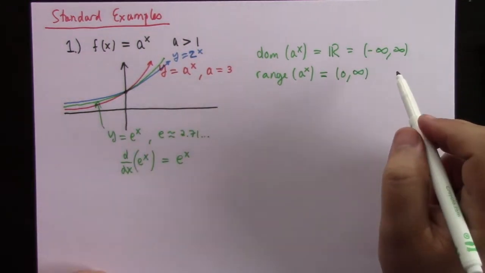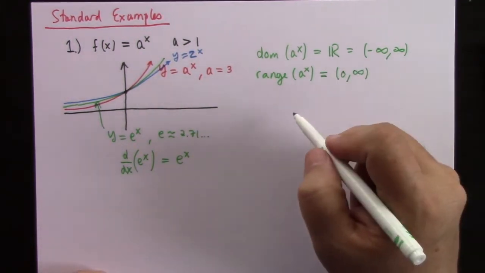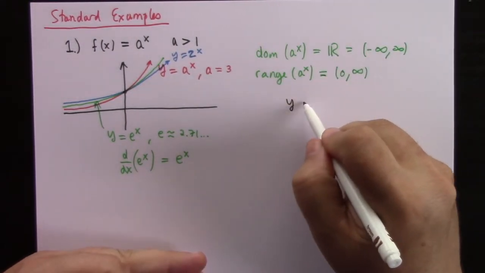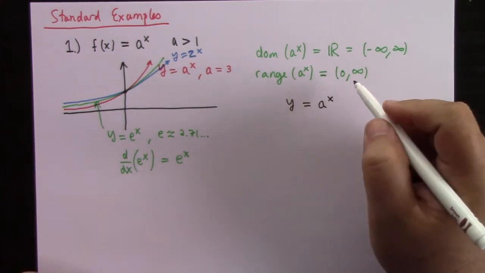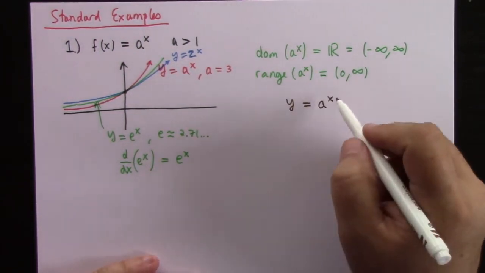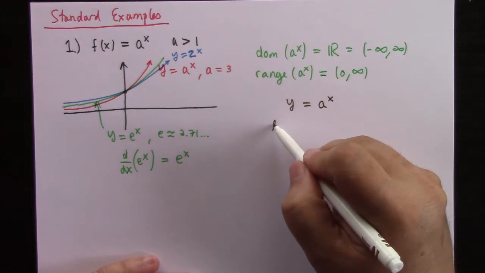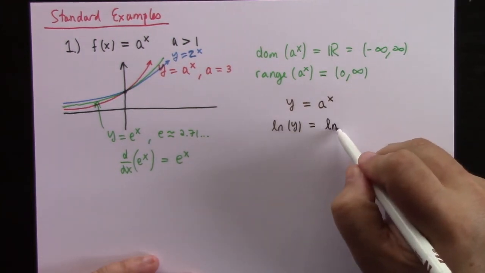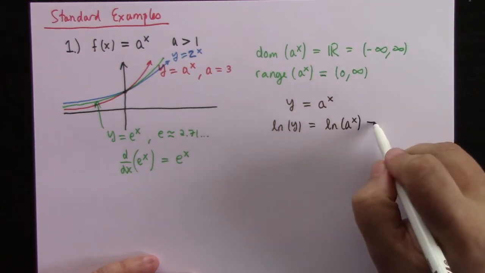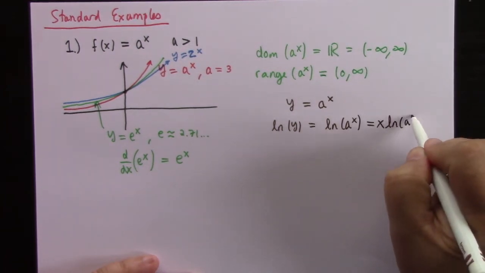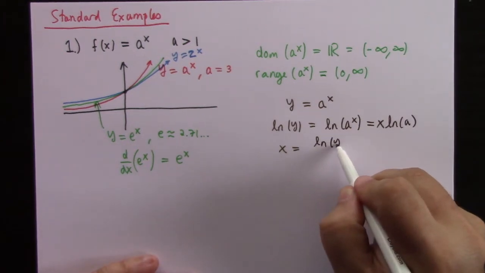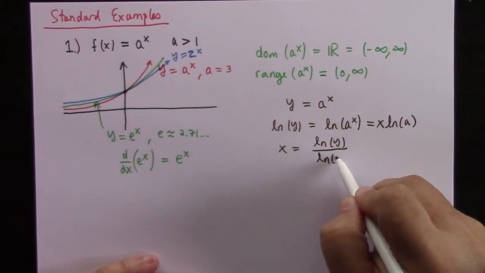All right. Clearly it passes the horizontal line test, and maybe you remember, what's the inverse function? Well, if we want to find the inverse function, we look at y equals a to the x, and you want to isolate x, right? What I would do is take the natural log of both sides. So the natural log of a to the x is x ln of a, and there you have it. x is equal to ln of y over ln of a.